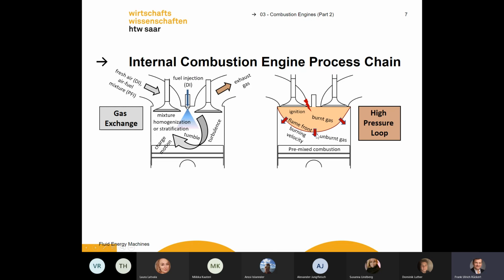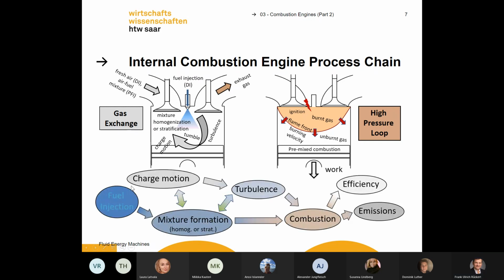Maybe you know it from motorbikes, you smell it, or sometimes small chip engines, they smell really like unburned hydrocarbons. Okay, and then you get your work on the piston. So we have different problems. We have fuel injection, we have mixture formation, we have turbulence. Turbulence is a big business in all fluid energy machines.